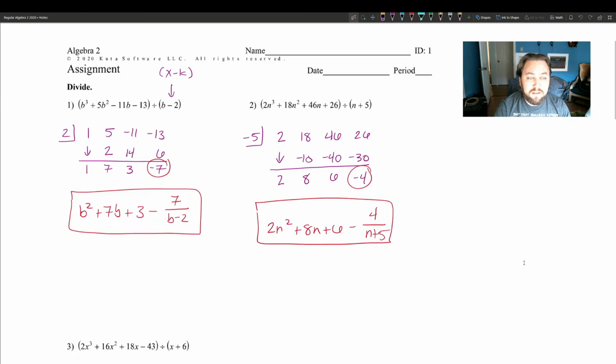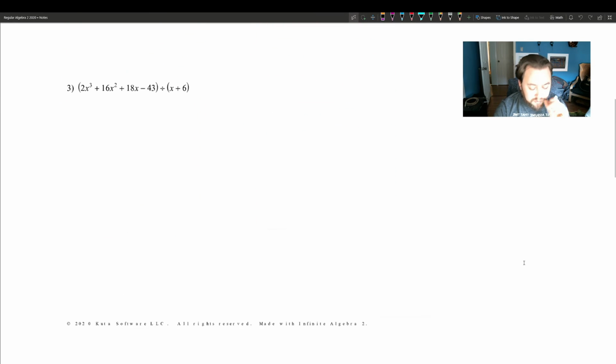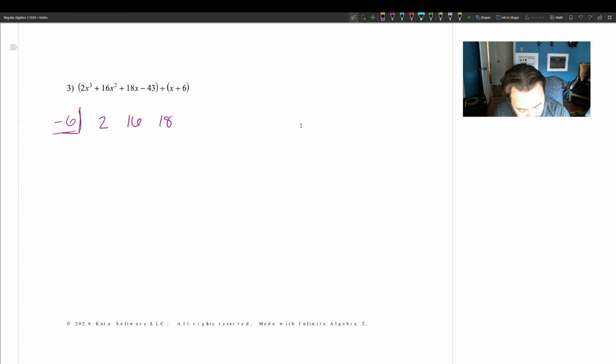Okay, so let's take a look at our last example, number 3. What we're going to do, we're going to look right here. My k is going to be the opposite of that. So I'm going to keep a negative 6 out in its little hut. Then I'm going to be writing down these coefficients in descending order. So 2, 16, 18, and negative 43. I'm going to start by dropping down my 2.